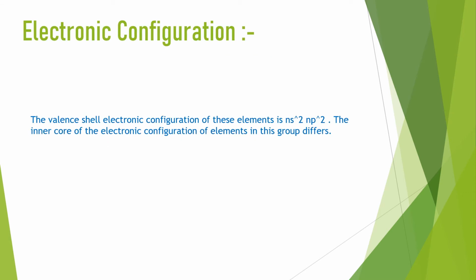Now let's talk about the electronic configuration. The valence shell electronic configuration of these elements is ns2np2. The inner core of the electronic configuration of elements in this group differs. This is mainly due to the fact that they have d and f orbitals also.